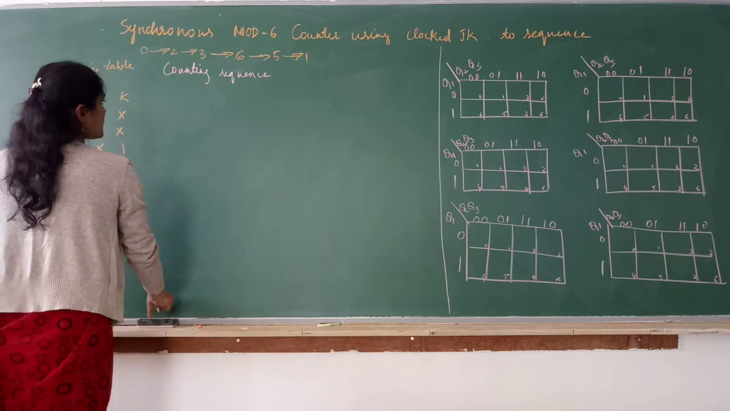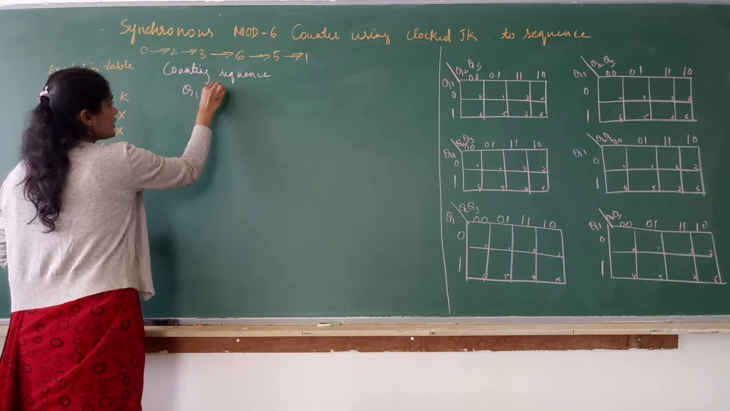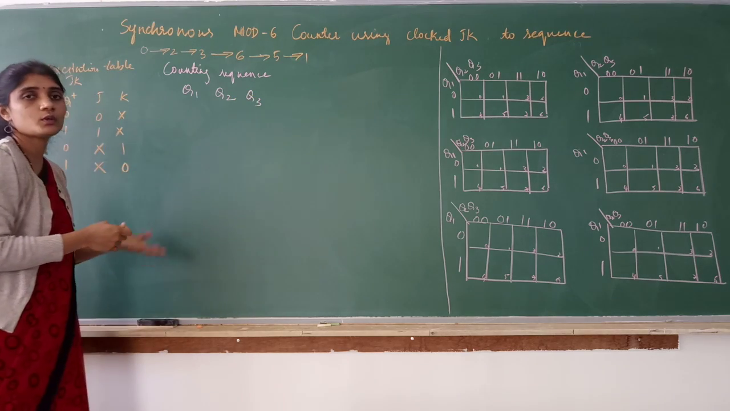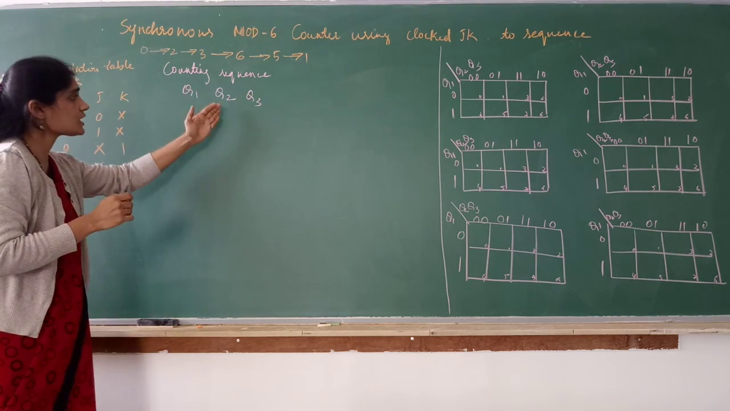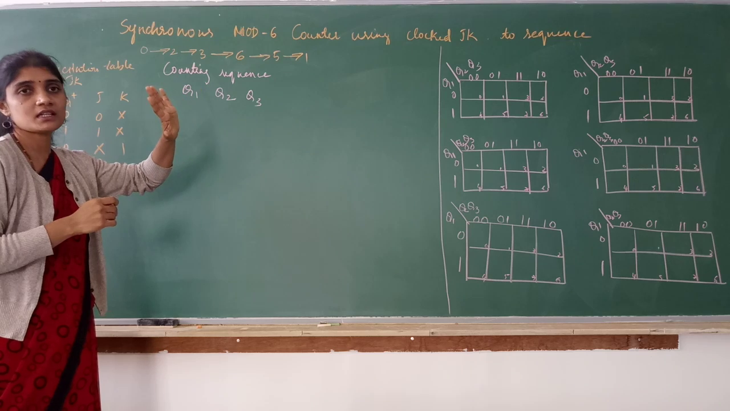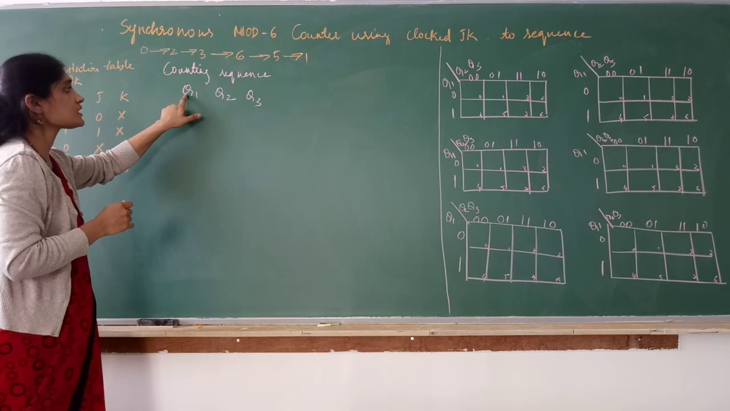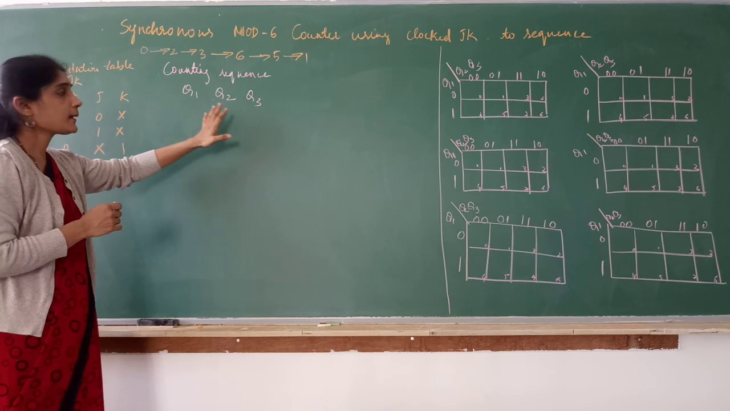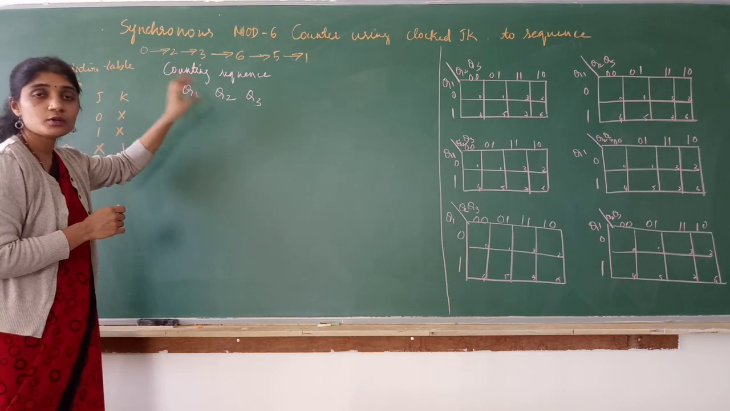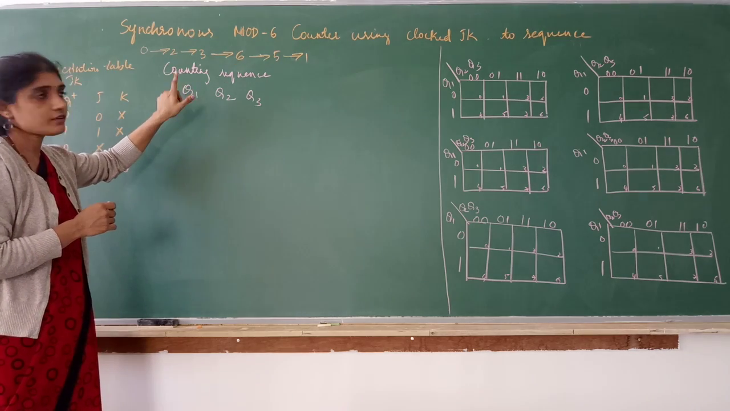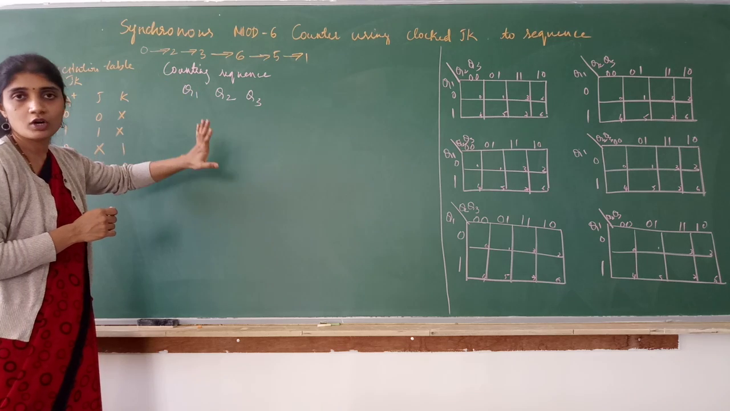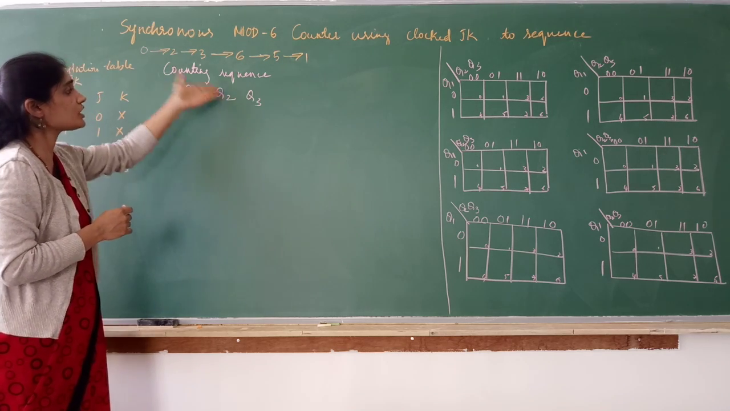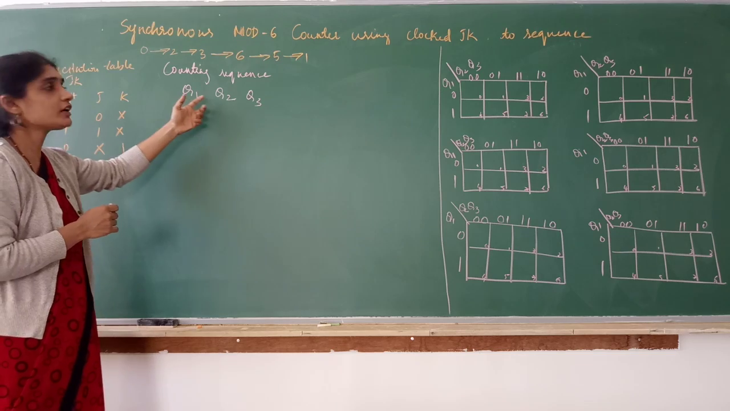Now for the counting sequence, let me take the outputs as Q1, Q2, Q3. You can take them however you want. Finally, if you follow the same notation, you definitely get the same answer. You can take Q3, Q2, Q1, or you can take Q0, Q1, Q2. You can denote the flip-flop output variables however you want. It is not compulsory to take Q1, Q2, Q3 or Q3, Q2, Q1, nothing like that.